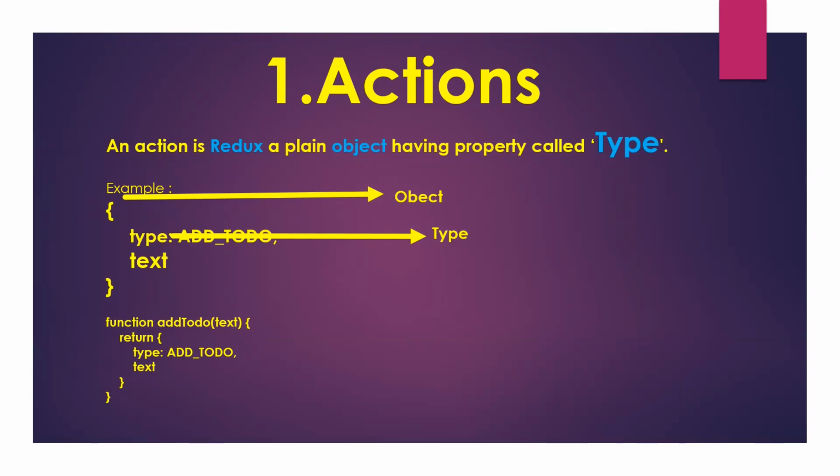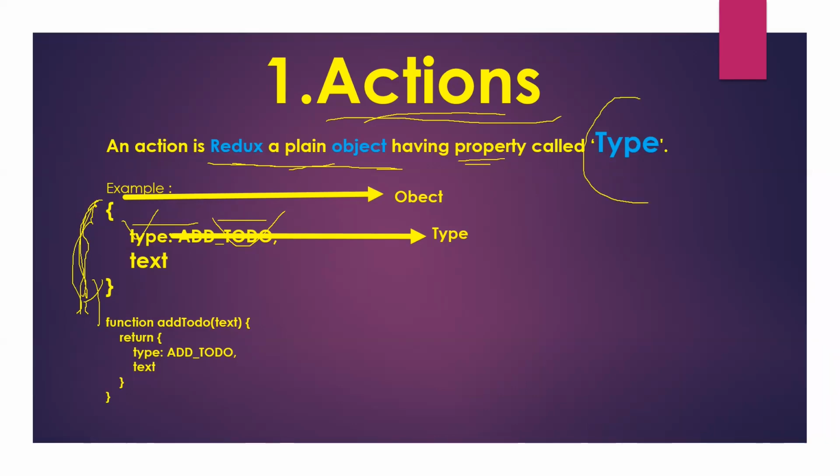So what is an action? An action in Redux is a plain object. What is it? A plain object. If you know JavaScript, then you might know what an object is. Normally it opens with curly braces and closes with curly braces, and there are key-value pairs. So this is type and value. This is a plain JavaScript object. So what is an action? It is a plain JavaScript object where there is a property called type. So there will be a type property in an action.